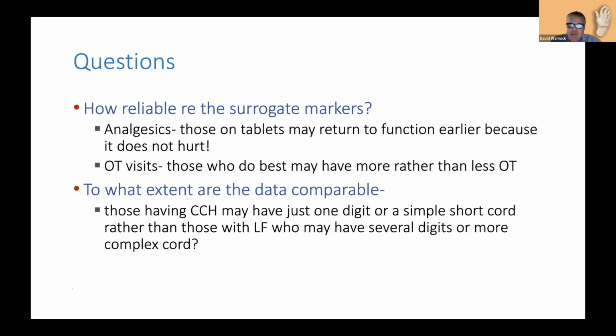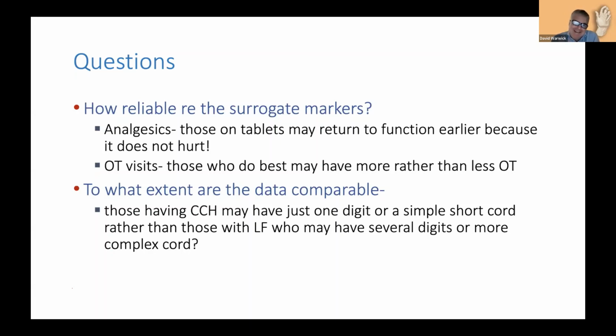And similarly, if you have lots of OT visits, it may be that because you've had surgery, you tend to have a lot more OT visits, and actually you might do quite well with OT visits because you've got a physio bullying you and teaching you and guiding you along your path. So that's my first question.